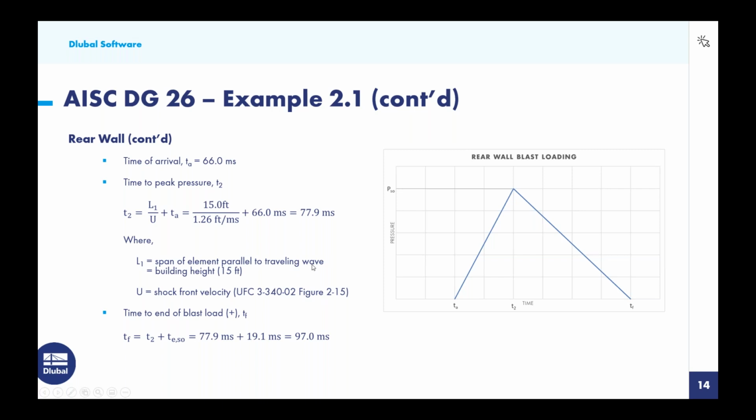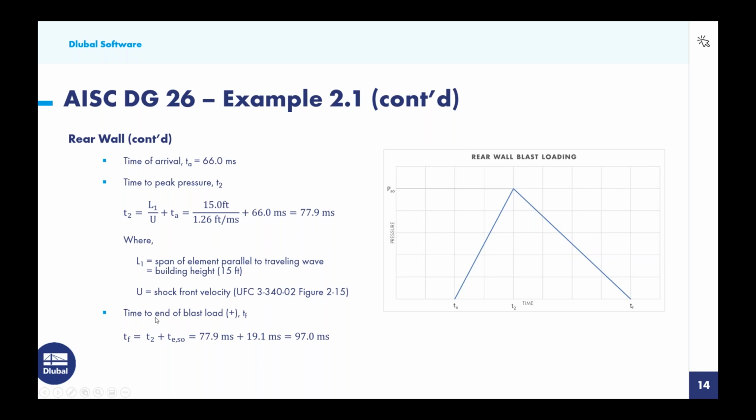In our case today, it's how long it is going to take for this charge to reach the top of the wall, and that's 15 feet in height. U is the shock front velocity given to us a couple of slides ago from UFC figure 2-15. So we divide this length by velocity, we get a time, and ultimately we get 77.9 for T sub 2 here.